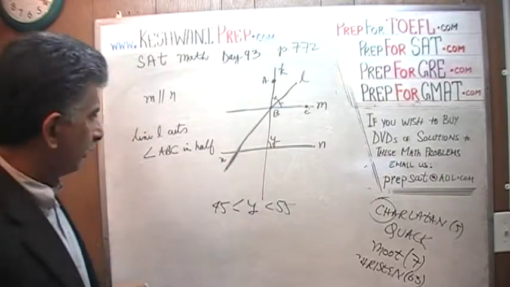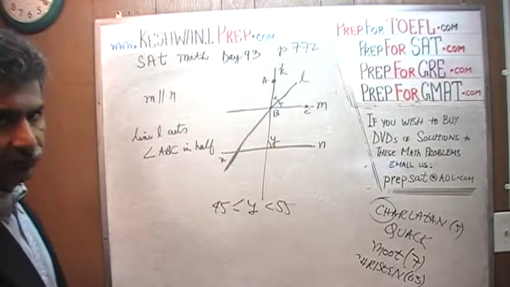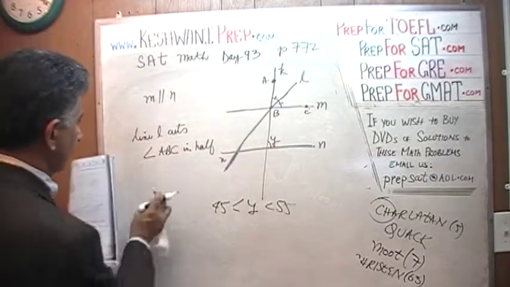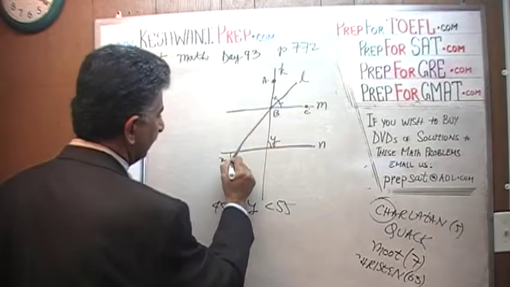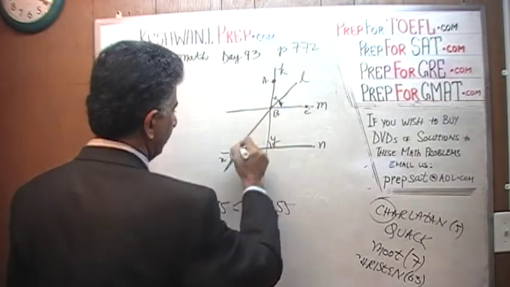Now, here's what's going on. This is classified as a medium question. I'm going to erase the thing. I need the room here. I want to redraw this thing. This angle x that you see is the same as one of these two angles. I want you to compare this angle right here with this angle here.